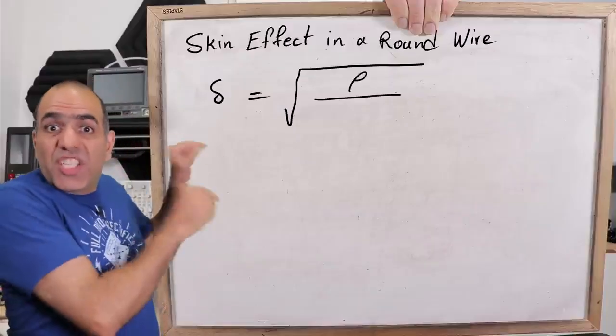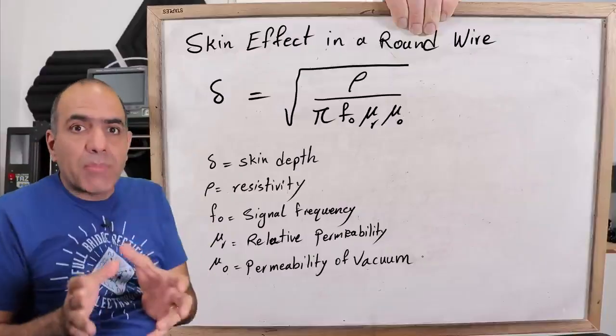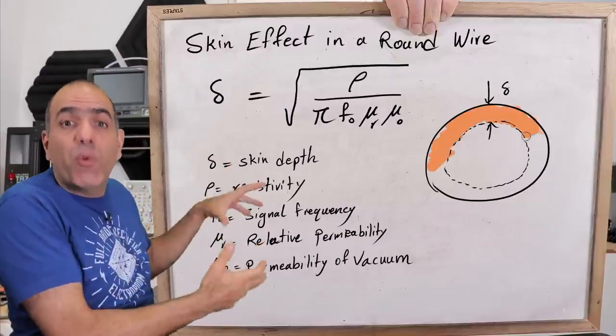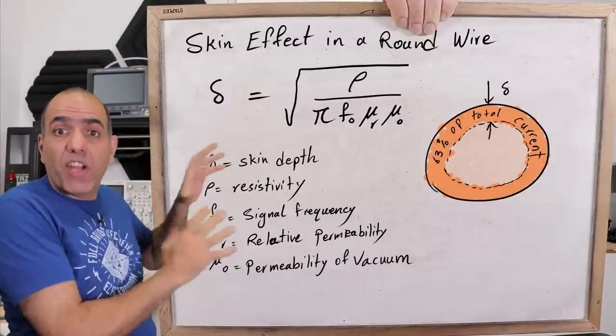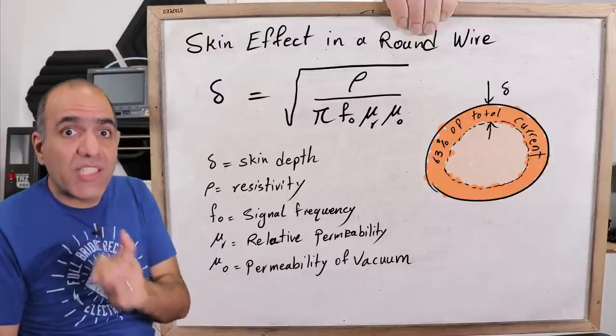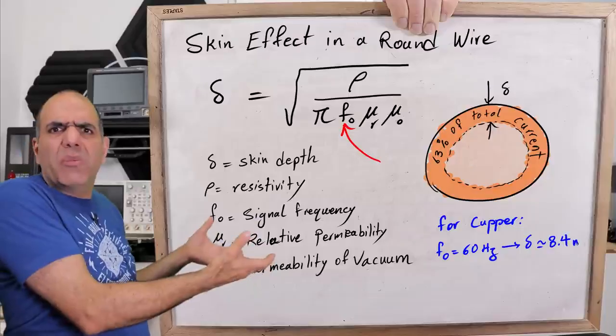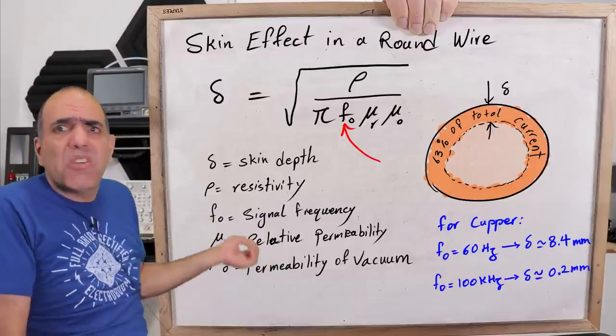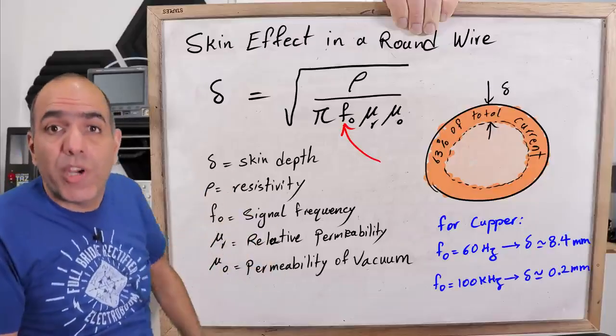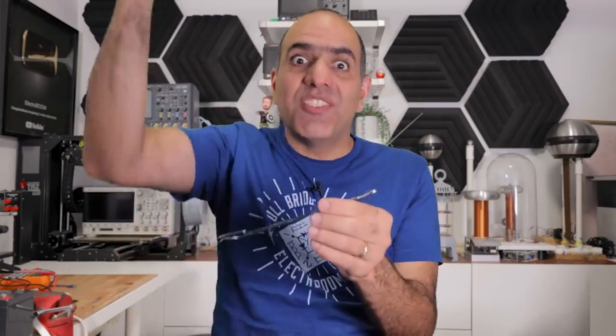See, according to the skin effect equation, the skin depth, which is a depth in the wire skin where over 60% of the current runs through, reduces as the frequency rises. Like in copper, it is 8.4 millimeters at 60 Hz, but 0.2 millimeters at 100 kilohertz. So I'm thinking with my arrangement of wires, the center wire current should stop as frequency rises.